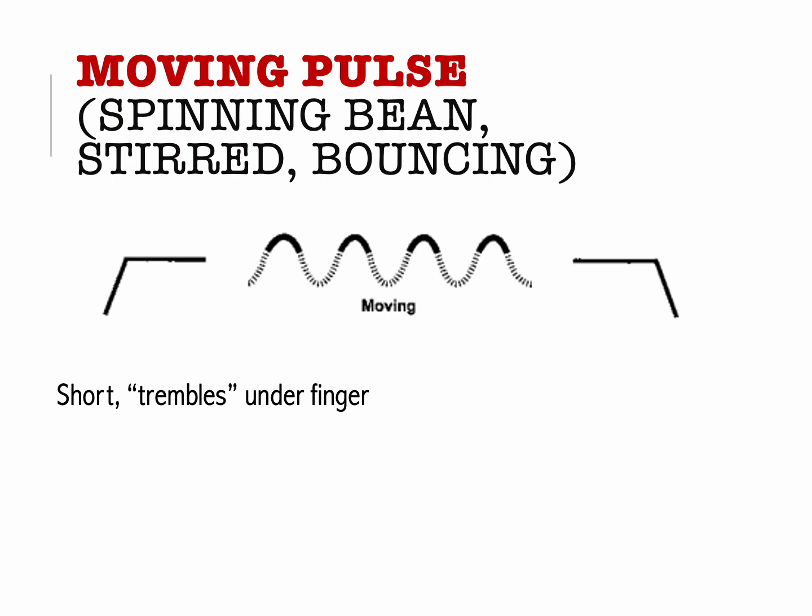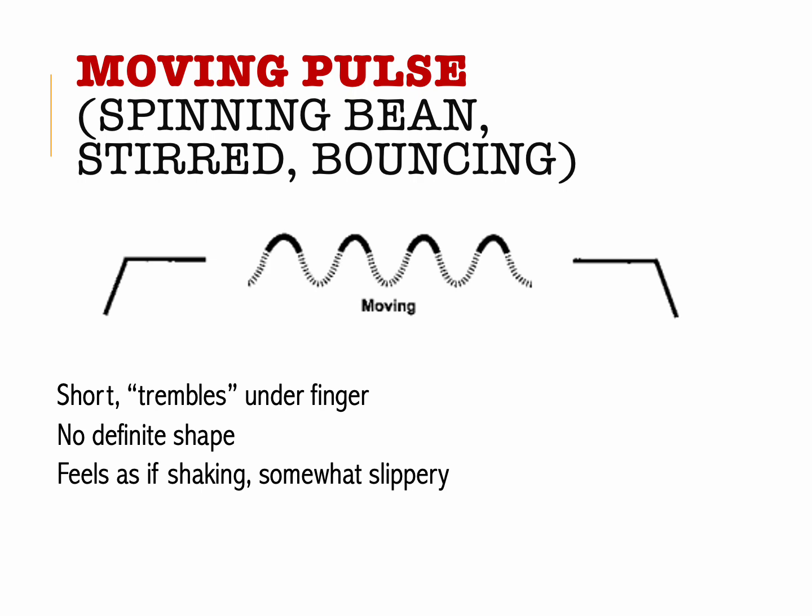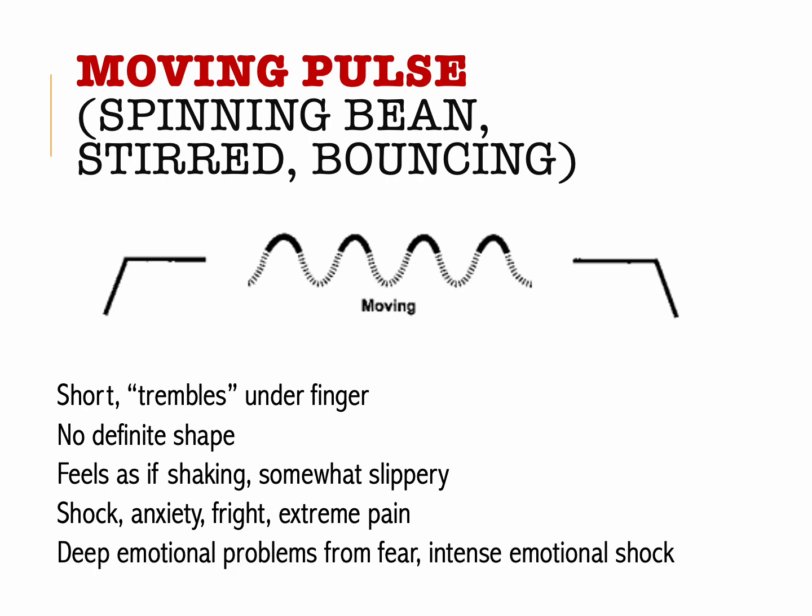Moving pulse, or spinning bean, or stirred or bouncing pulse, has a round shape like a bean. It is short and it trembles under the finger. The moving pulse has no definite shape, having no head or tail, just rising up in the center. It feels as if it is shaking and is somewhat slippery. Moving pulse indicates shock, anxiety, fright, or extreme pain. It is frequently found in persons with deep emotional problems, particularly from fear, or in those who have suffered an intense emotional shock, even if many years previously.